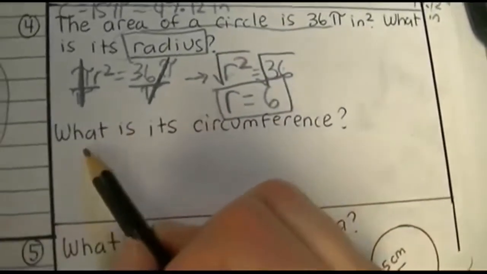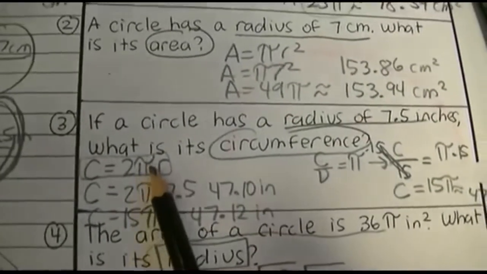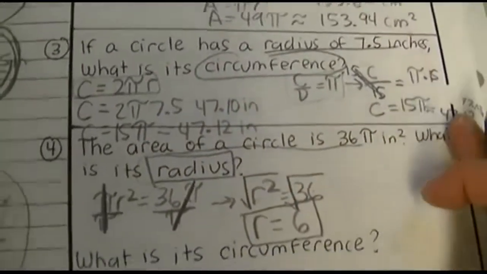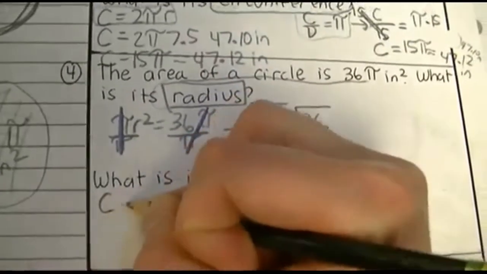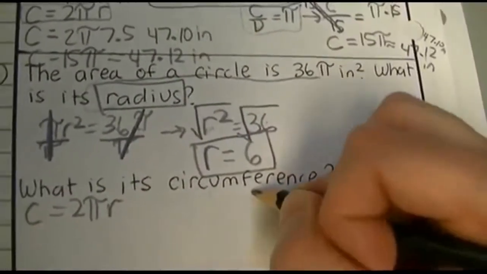Well, now you're going to take that radius and use it to help you find the circumference. And remember up here, you had this option to use or this option to use. I'm going to show you both ways for both of my types of learners out there. So circumference is equal to 2 times pi times the radius, or you can do this one right here.